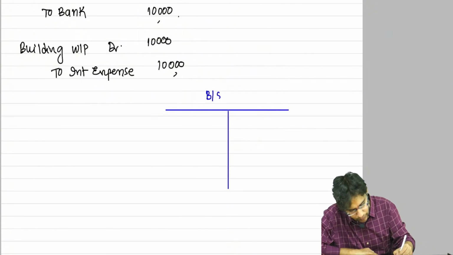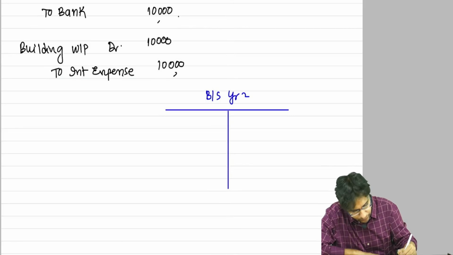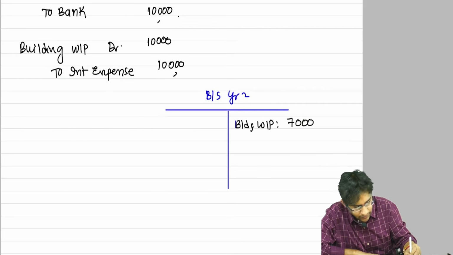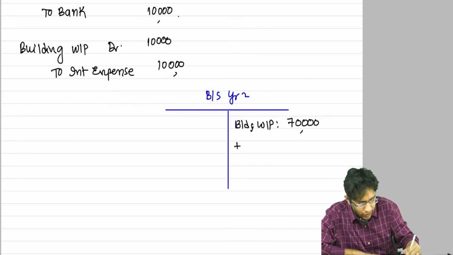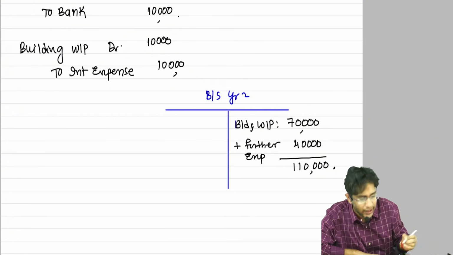let's come to the balance sheet at the end of year 2. At the end of year 2, building WIP already 70,000 is there from the first year. Another 40,000 also you spent. So further expenditure on the asset is 40,000. So total money that is there in the building account is 1,10,000.